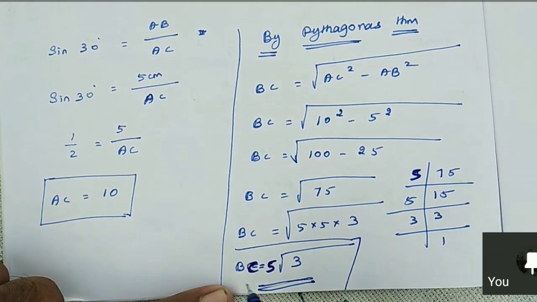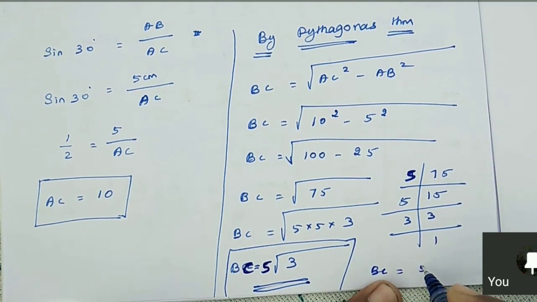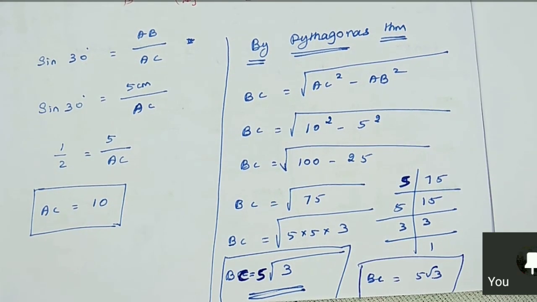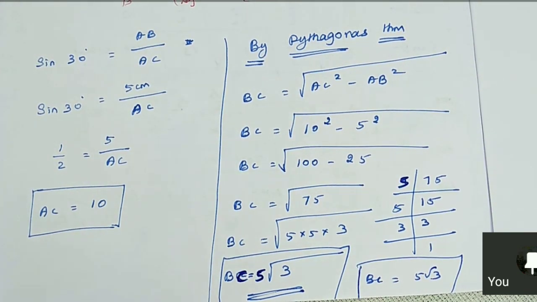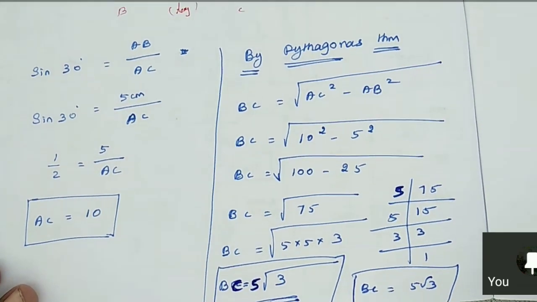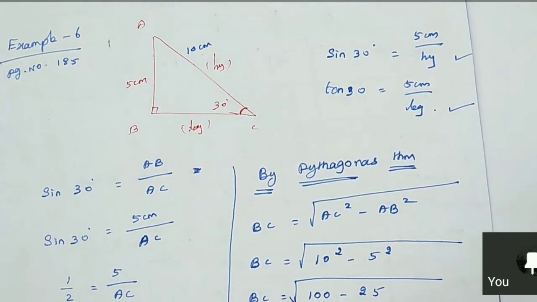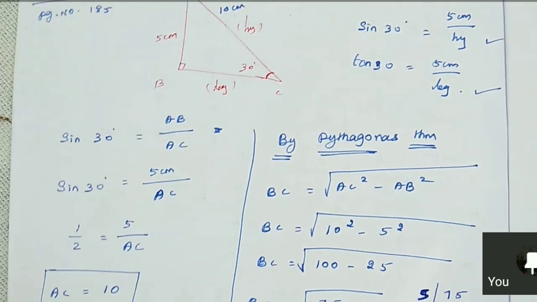Now we found the BC value also. You can write BC is equal to 5 root 3. Are you all clear? Okay. What is one more method to find BC? You can go with cos theta or tan theta. Clear? Can we do it now? One more method for finding BC?